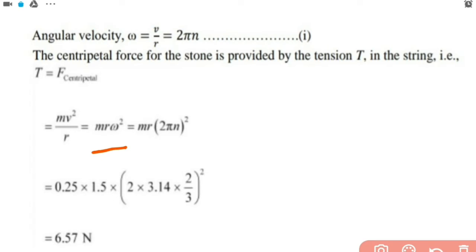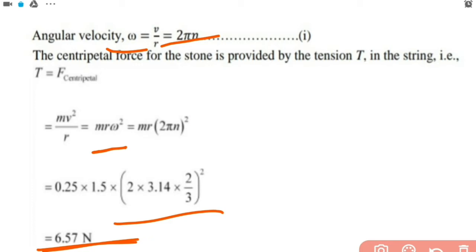So we already found the frequency. In terms of frequency, you know omega is 2 pi nu, or 2 pi f, we have discussed. So you can substitute that and find omega, then substitute that omega in this equation. By doing the substitution, we have 0.25 into 1.5, that is m and r, and here comes that omega. So the final answer we are getting is 6.57 Newton. This is the tension when it makes 40 revolutions in 1 minute.